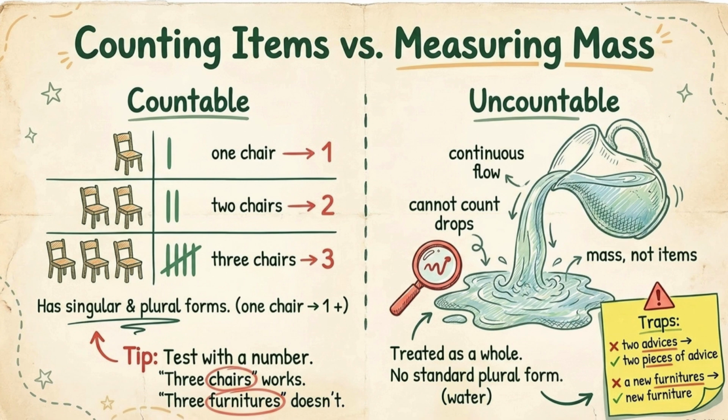Counting items versus measuring mass. Countable nouns have singular and plural forms: 1 chair, 2 chairs, 3 chairs. Uncountable nouns describe a continuous mass instead. You can't count individual drops of water, so you measure it as a whole. Here's the test. Try it with a number. 3 chairs works fine. 3 furnitures doesn't.